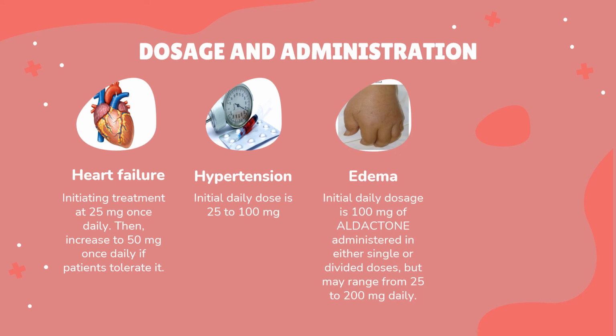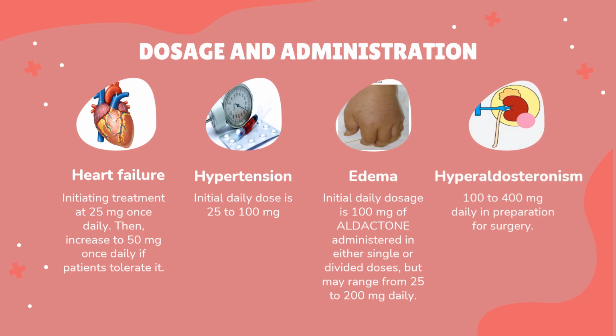For treatment of edema in patients with cirrhosis, initiate therapy in a hospital setting and titrate slowly. The recommended initial daily dosage is 100 mg, administered in either single or divided dose, but may range from 25 to 200 mg daily, then given as the sole agent for the duration. Administer for at least 5 days before increasing the dose.